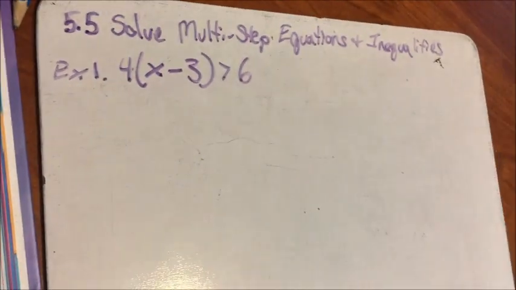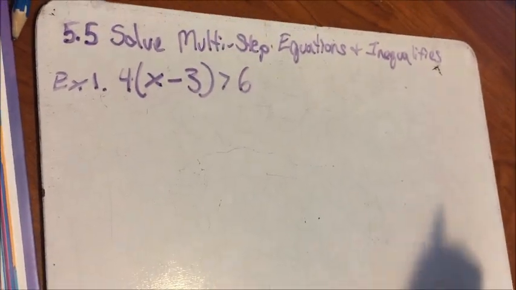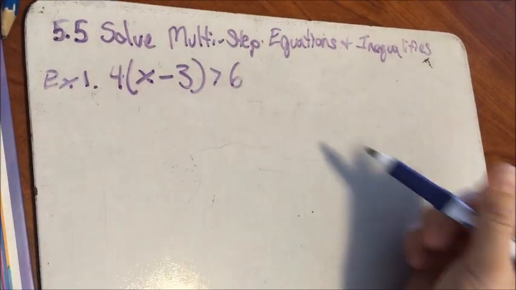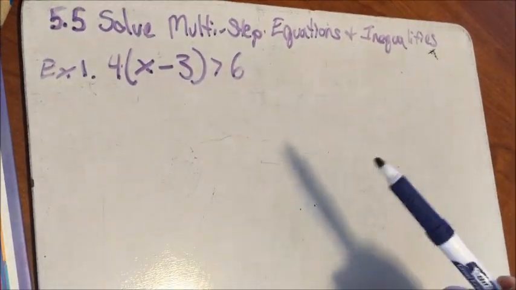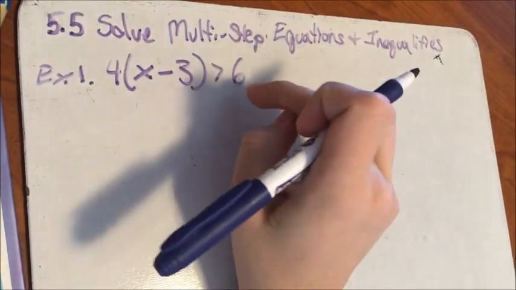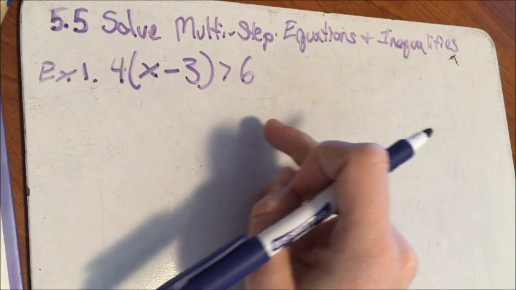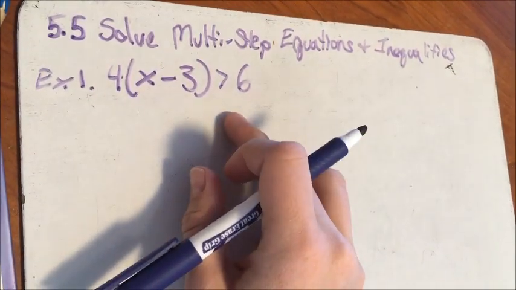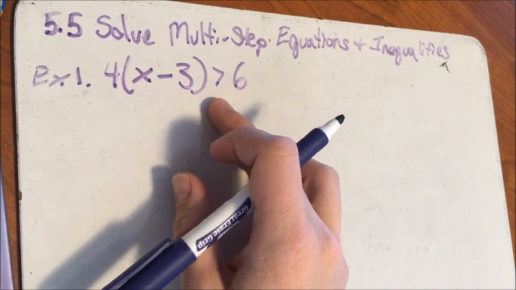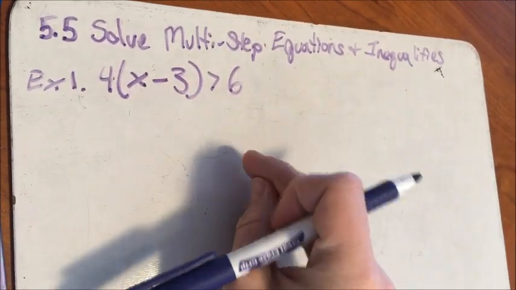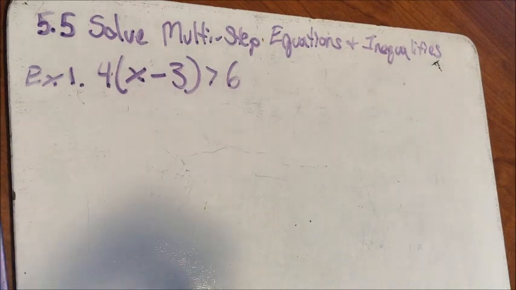So now we're going to look at Chapter 5, Section 5 on solving multi-step equations and inequalities. So our first example, we're just going to review a little bit first to make sure that you remember how to solve with distributive property and to make sure you remember rules for inequalities. So I'm kind of combining Chapter 4 and what I just taught you in Section 4 of Chapter 5.